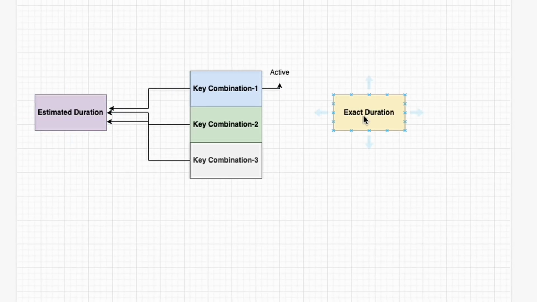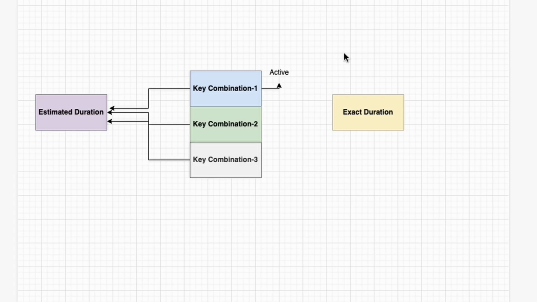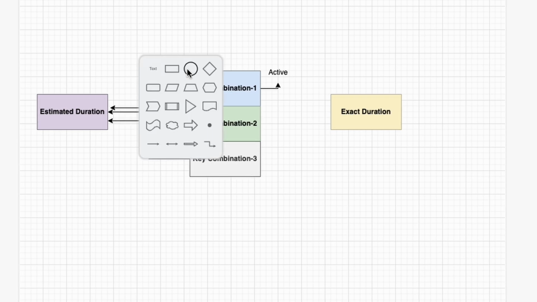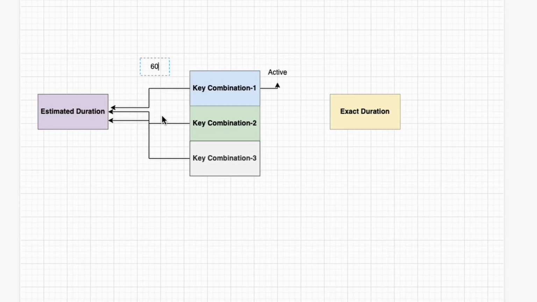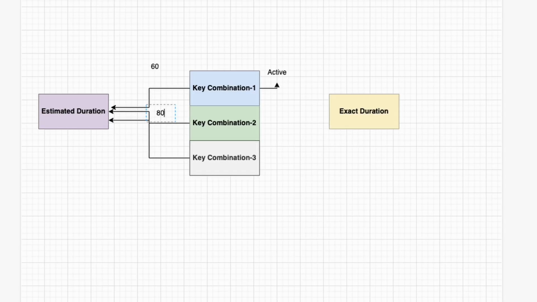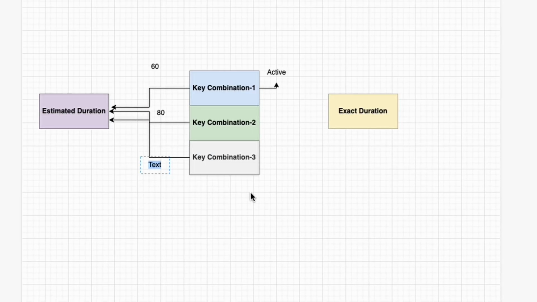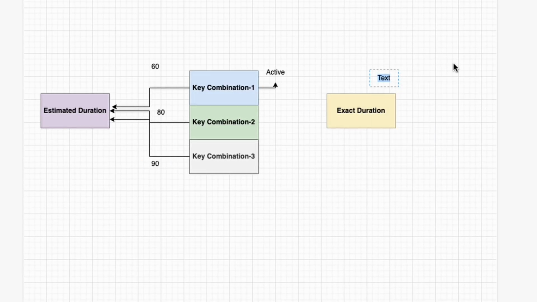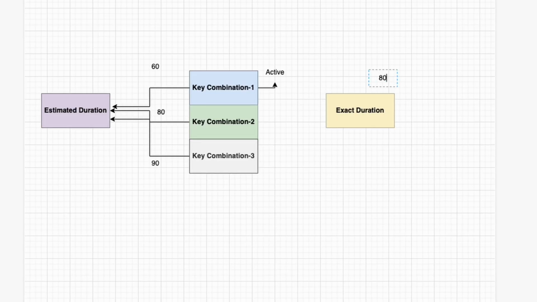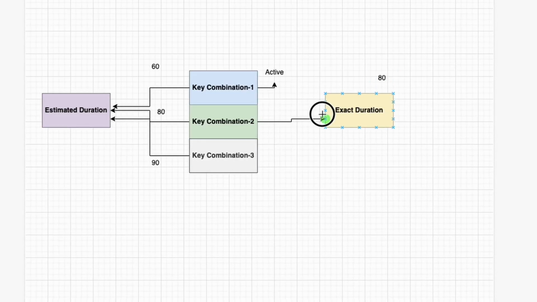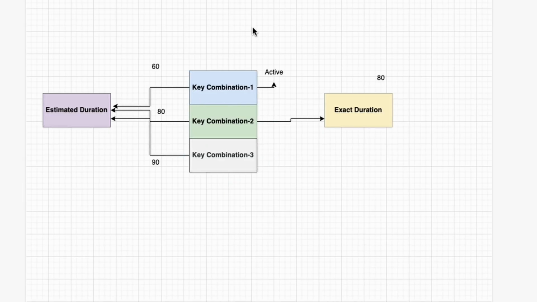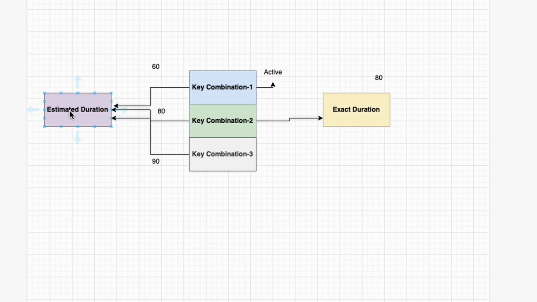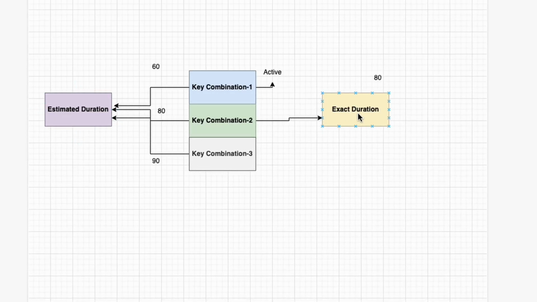but the exact duration when the technician starts a task and ends a task may be different. Like, the estimated duration by key 1 is suppose 60 minutes, key 2's estimated duration is 80 minutes, and key 3's estimated duration is 90 minutes. But the actual duration taken by the technician is suppose 80 minutes. So the performance of key 2 is better. Oracle Field Service will rate all the keys according to their performance, their calculated estimated duration and exact duration.